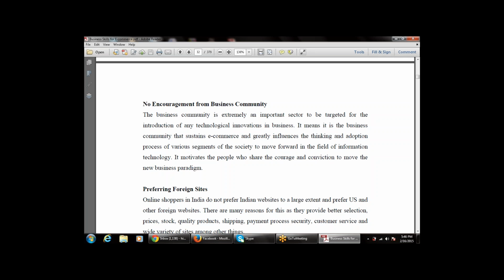Next limitation that is available is preferring foreign sites. That is, online shoppers in India do not prefer Indian websites. That is, most of the shoppers doing online shopping mostly do not prefer the Indian websites, but prefer the US and other foreign websites.